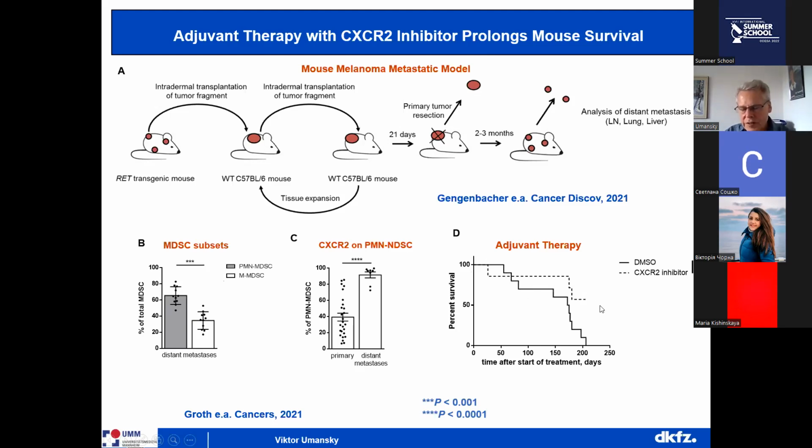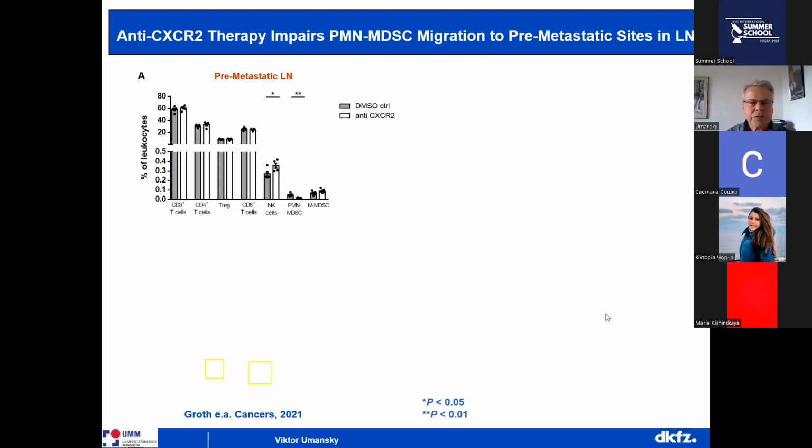and we looked at the survival of these mice. You see it takes a long time because the metastasis needs time to develop, but we found a very strong increase in the survival of mice treated with CXCR2 inhibitors.